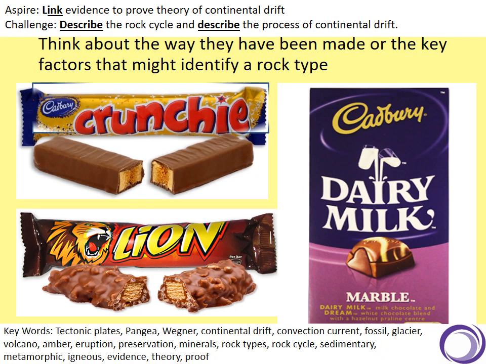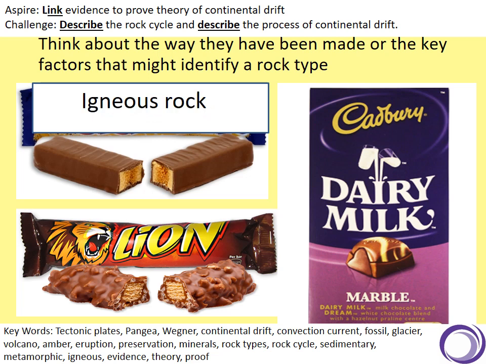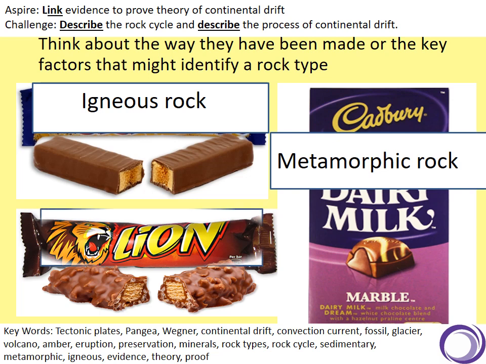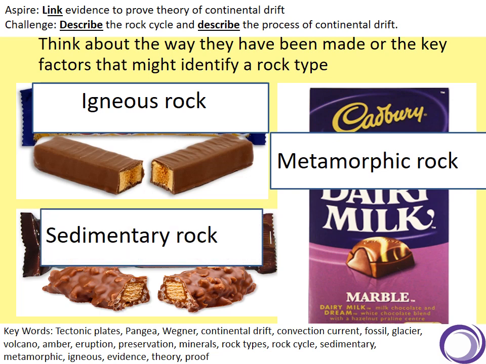Okay. So we should have thought that our crunchy bar is igneous rock. It's made where a liquid sugar is cooled down, just like the liquid magma or lava cooling down to form crystals. We've got metamorphic rock here for our Cadbury's marble, and we can actually see that with those squished together layers and no clear crystals. And then finally we've got our sedimentary rock there with our very, very clear layers and gaps and holes and spaces in between the actual particles that make up the rock.